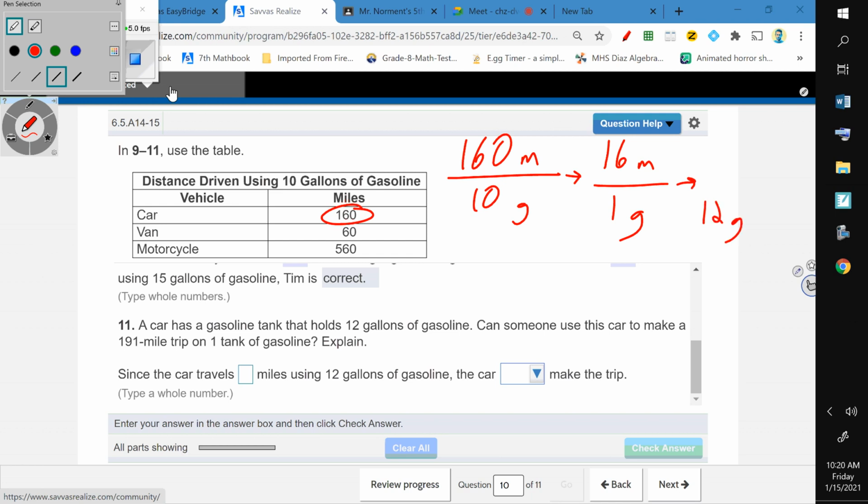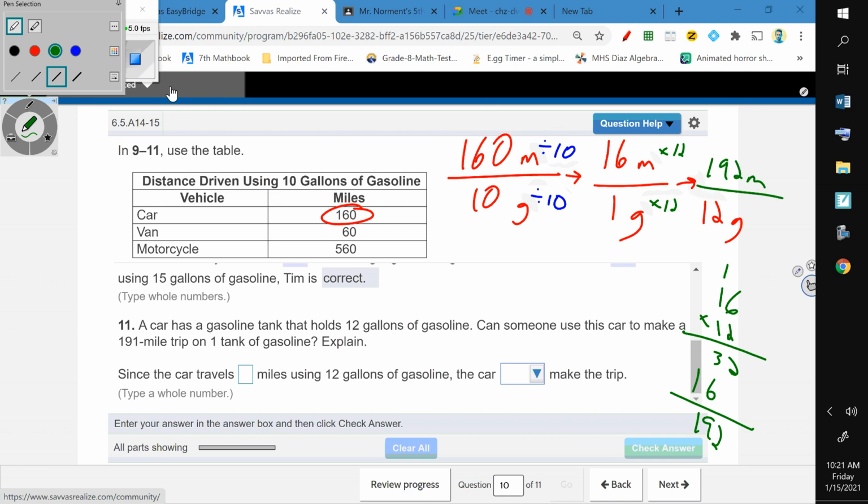So if it has a 12-gallon tank, let's do one more conversion. Now instead of dividing by 10 to get the unit rate, I'm going to expand it, and I'm going to multiply times 12. Let's see what 16 times 12 is. 2 times 1 is 2 plus 1 is 3. 6, 1, add, 192. It can go 192 miles on 12 gallons.